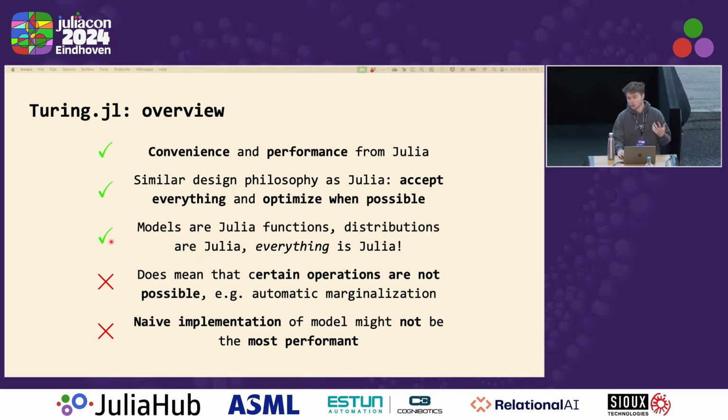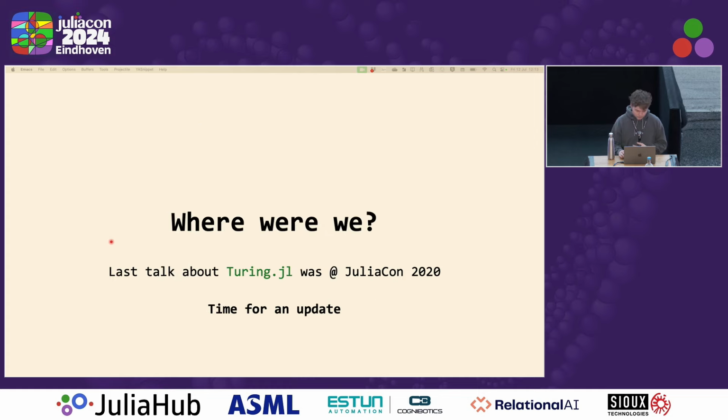But you can't, for example, do automatic modularization. It can be quite useful for certain models. And a naive implementation of a model might not be the most performant. So there are some tips and tricks, similar to how there are tips and tricks for writing efficient Julia code. Similarly, there are some for Turing.jl models. And these are things that are useful to be aware of.